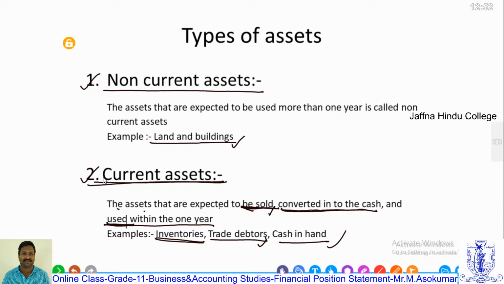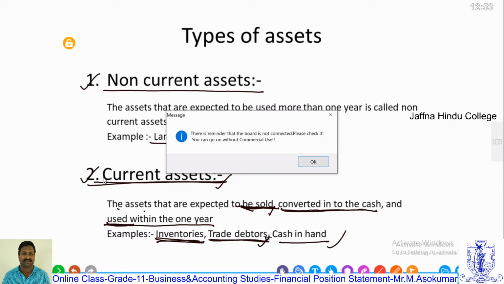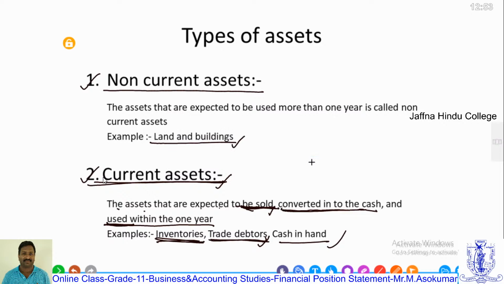Sold means expected to be sold within 1 year, which is inventory. Inventory is one of the assets. It is called a current asset because it is expected to be sold speedily within a short period of time. Trade debtors arise by credit sales. They are expected to be settled by customers very speedily within a short period of time. Therefore, this is also considered a current asset.